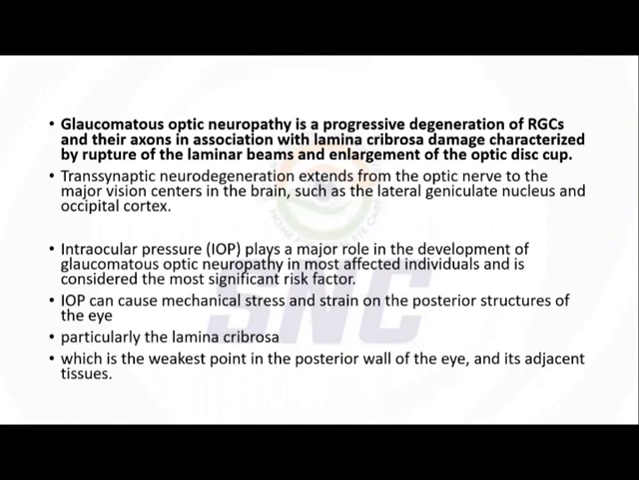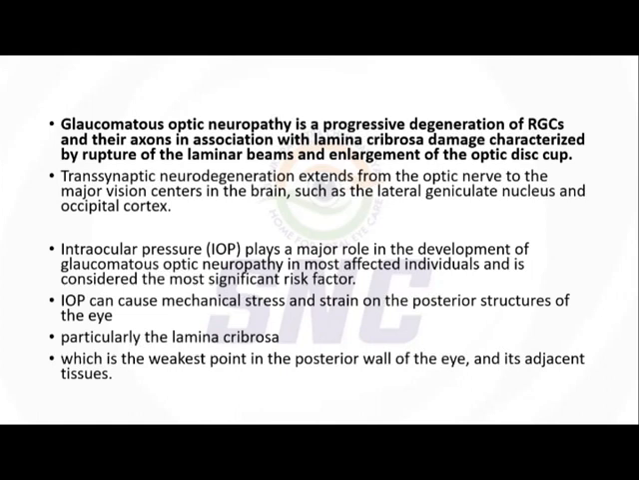Glaucomatous optic neuropathy is a progressive degeneration of retinal ganglion cells and their axons in association with lamina cribrosa damage, characterized by rupture of laminar beams and enlargement of the optic disc cup. Transsynaptic neurodegeneration extends from the optic nerve to the major vision centers in the brainstem, such as the lateral geniculate nucleus, and the occipital cortex. Intraocular pressure plays a major role in the development of glaucomatous optic neuropathy in most affected individuals and is considered the most significant risk factor.